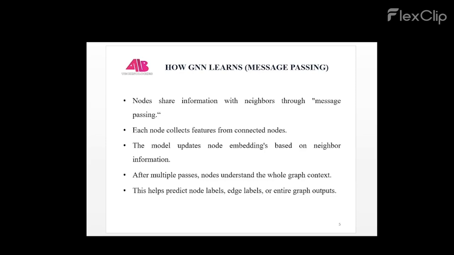Fourth point, after multiple passes, nodes understand the whole graph context. When this happens again and again for multiple rounds, the node does not just know its close neighbors. It slowly understands the whole network, like getting the full picture. Fifth point, this helps predict node labels, edge labels, or entire graph outputs. Because of this, the GNN can make solid predictions like what label a node will have, what type of connection an edge is, even classify the entire graph. Such useful in tons of real world tasks.